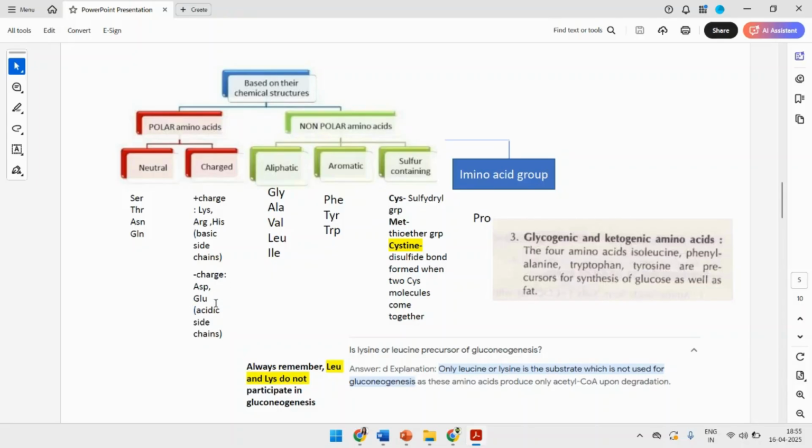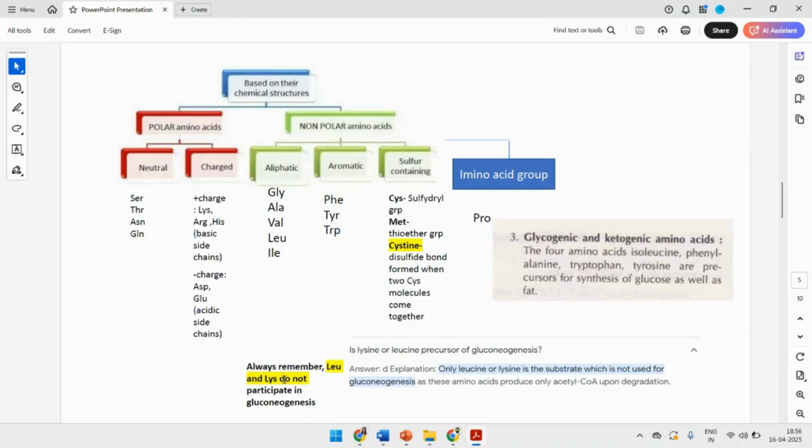Now, in the examination, they might even give you aspartic acid or glutamic acid in the options, so don't get confused. They are the same. Aspartate is equal to aspartic acid and glutamate is equal to glutamic acid. These are your negatively charged amino acids with an acidic side chain. Then you have your neutral amino acids wherein you have serine, threonine, asparagine and glutamine. So remember this.